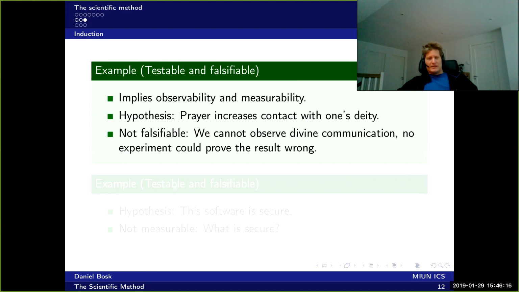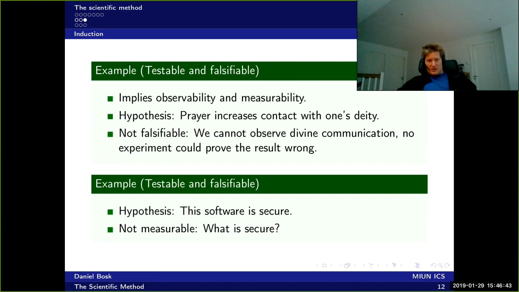Testable and falsifiable basically implies observability and measurability. So for instance, if we have the hypothesis that prayer increases contact with one's deity, this is not a falsifiable hypothesis because we simply cannot observe divine communication. So no experiment could prove the result wrong.